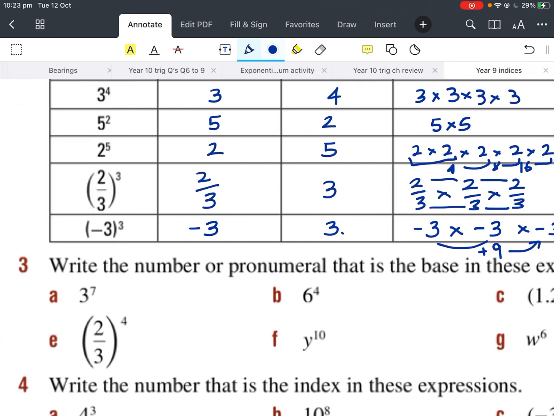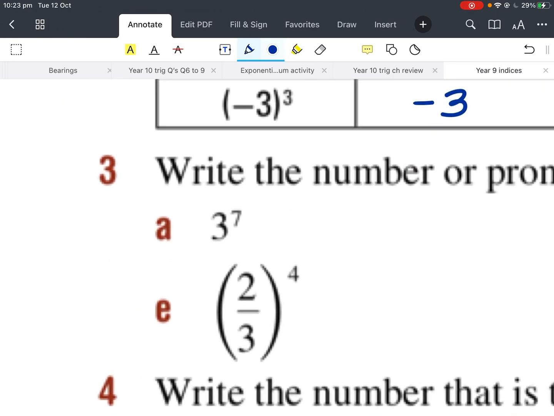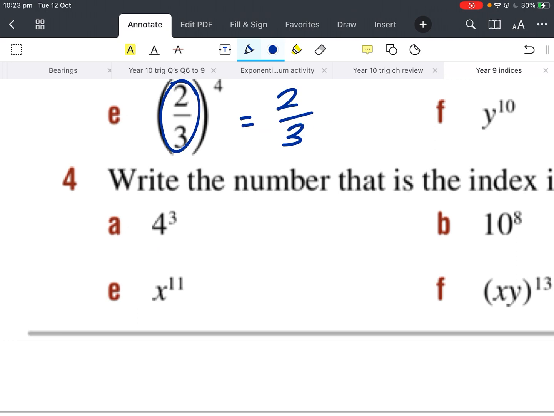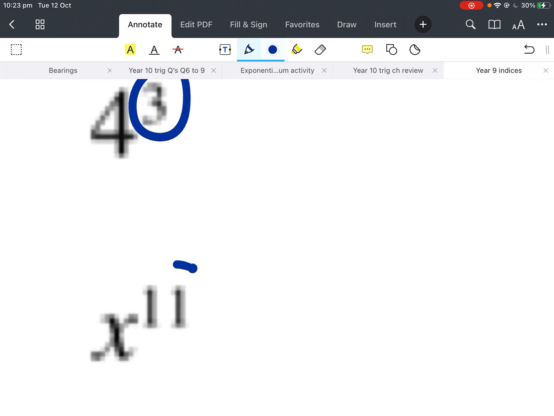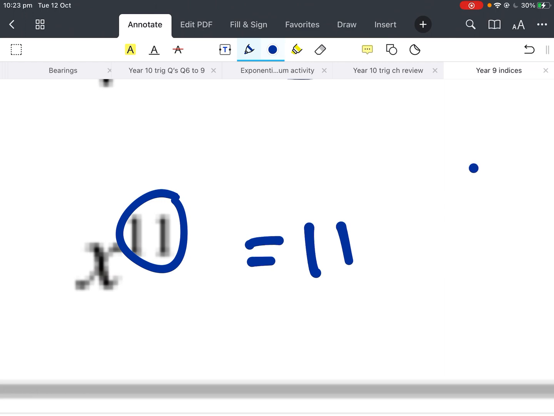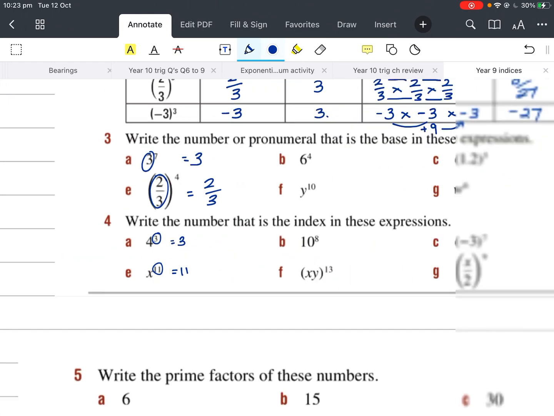Now for this one, I'm just going to do the first column. You can have a go at the second column. Question 3 says, write the number or pronumeral that is the base. Okay, so the base are these numbers, aren't they? So this one's 3, this one is 2/3. Question 4, write the number that is the index. So the index is the little number in the top right position. So this one is a 3, this one is 11. Can you make sure you go and have a go at least 2 more of each of those for me?